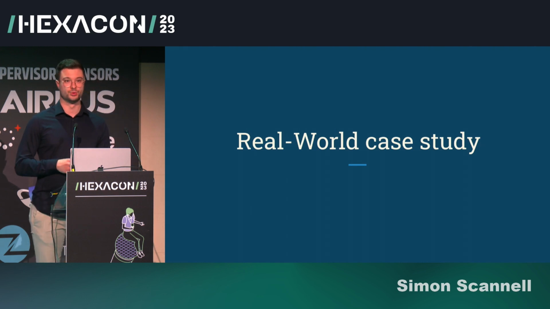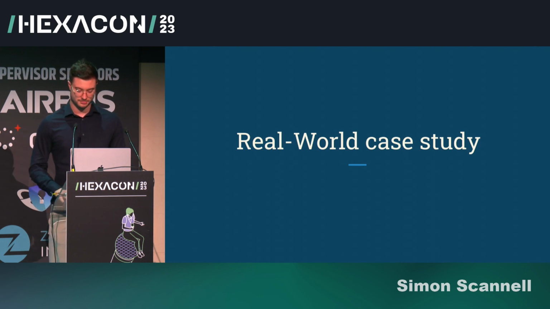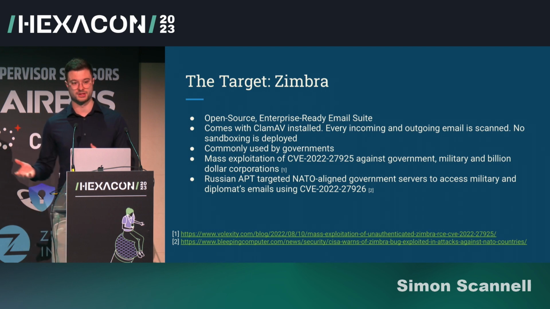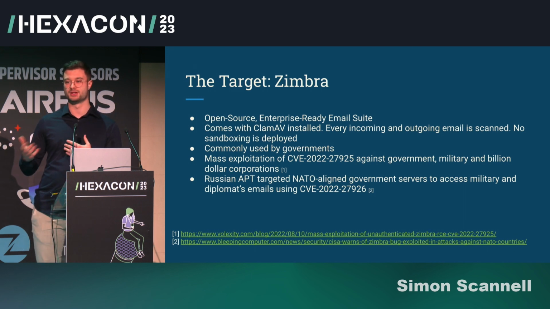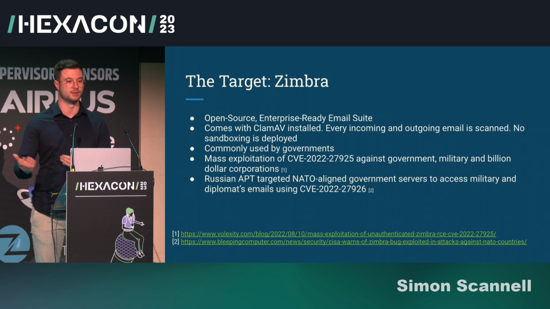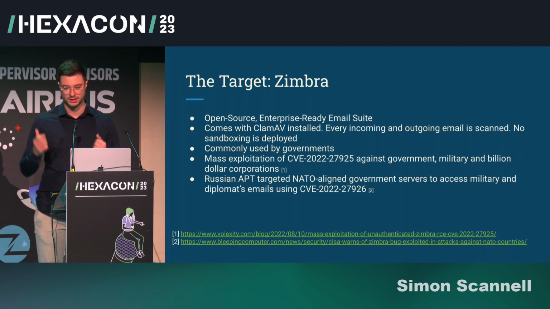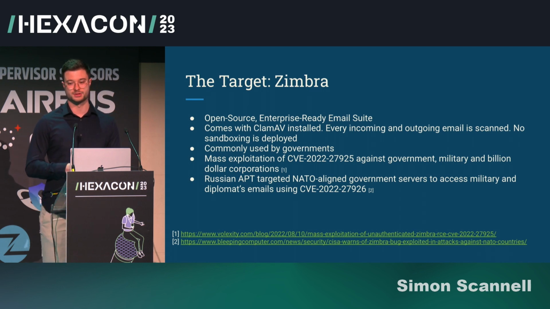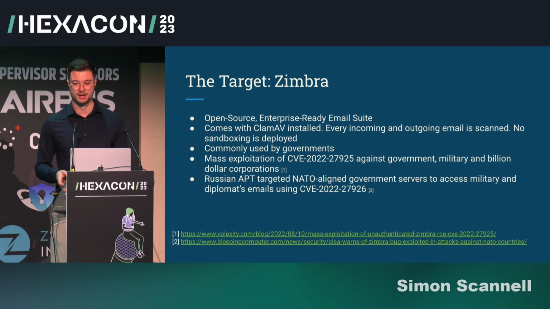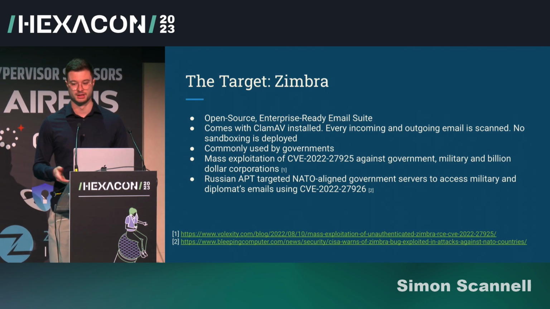So let's get into a real-world case study, and how to exploit this in the real world. Because so far we've been assuming that we can talk directly to a ClamAV instance, but that's usually not the case. So the target for today is Zimbra. It's an open source enterprise-ready email suite, and it comes with ClamAV installed by default, which means every incoming and outgoing email is scanned, and no sandboxing is deployed.